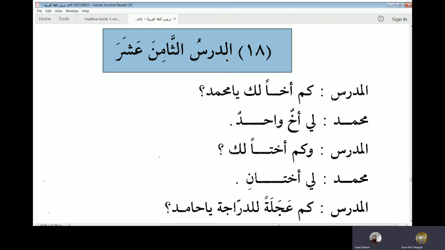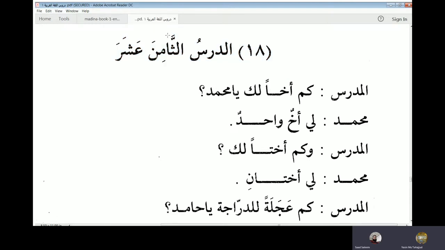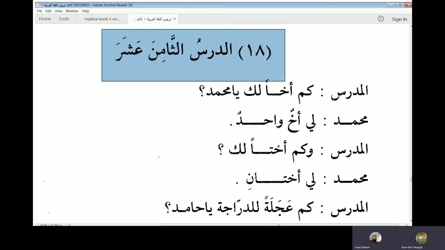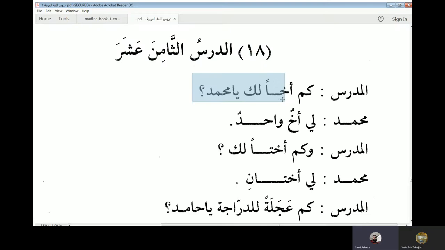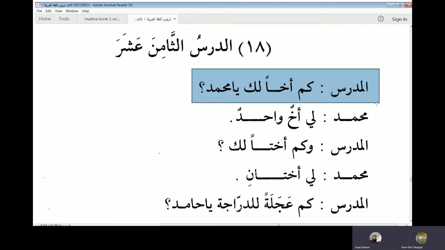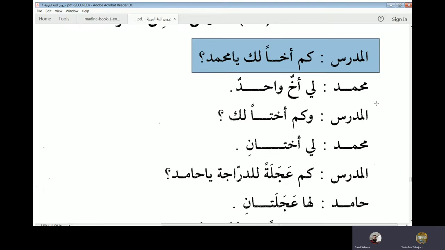Ad-Darsus-Thaminatu Ashara. Look, here you have shadda on tha. Join tha with seen. Ad-Darsus-Thaminu Ashara. Yes, Ad-Darsus-Thaminu Ashara.